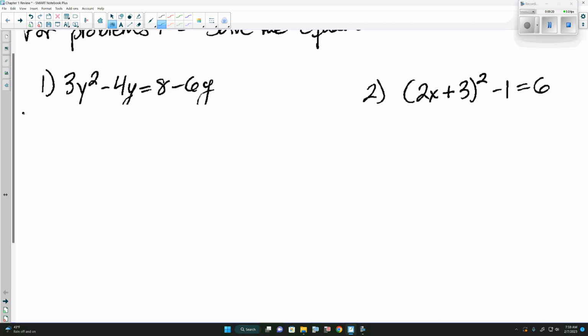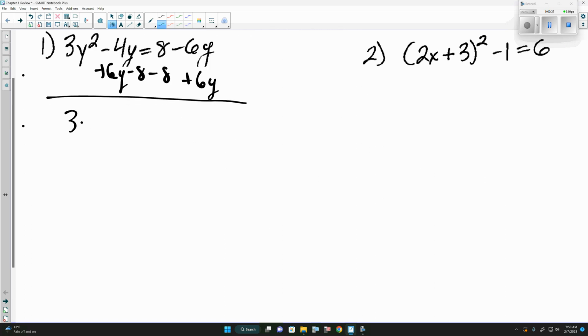So the first one, 3y squared minus 4y is equal to 8 minus 6y. Since we do have a y squared, we do need this equal to 0. So the first thing we can do is add 6y as well as subtract 8 from both sides, which will tell us that we have 3y squared. Negative 4y plus 6y is going to be plus 2y. Here we don't have any like terms with 8, so we'll get negative 8. So we move everything over to the same side. We get 3y squared plus 2y minus 8 is equal to 0.